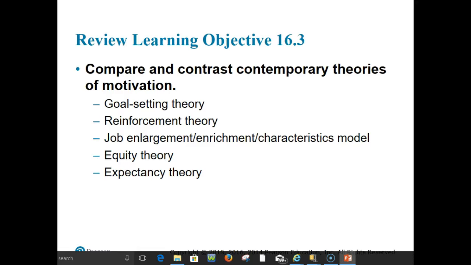Also, expectancy is the effort-performance linkage. How much effort do I need to exert to achieve a certain level of performance? Instrumentality is the performance-reward linkage. That's achieving a certain level of performance will get me a specific reward. And valence is the attractiveness of the reward. And that means, is it the reward that I want? The relevance has huge impact.